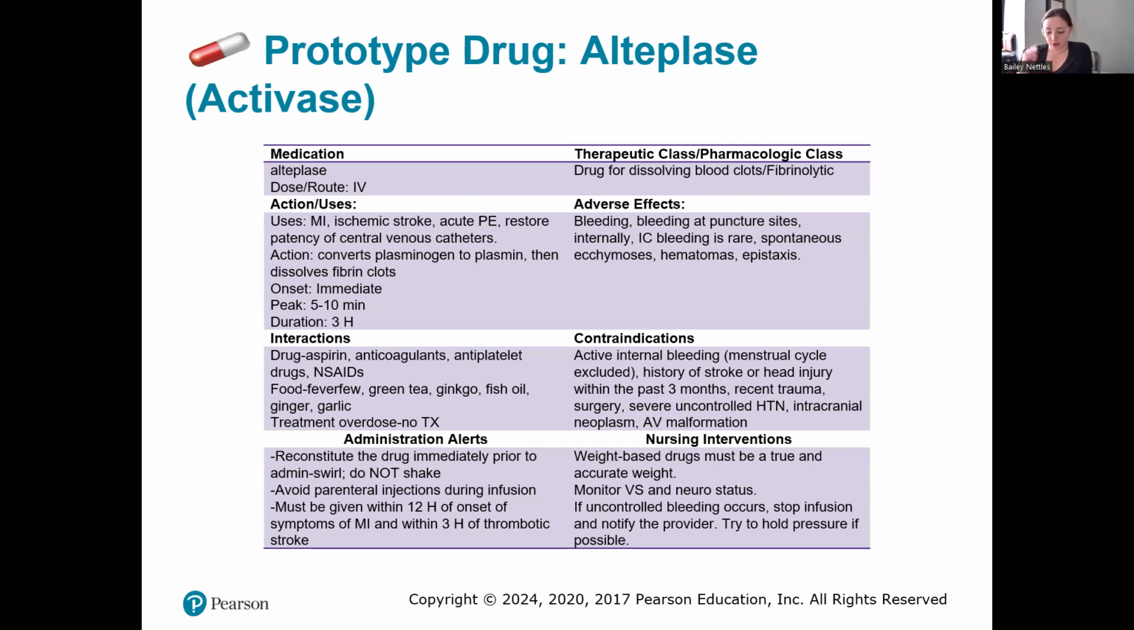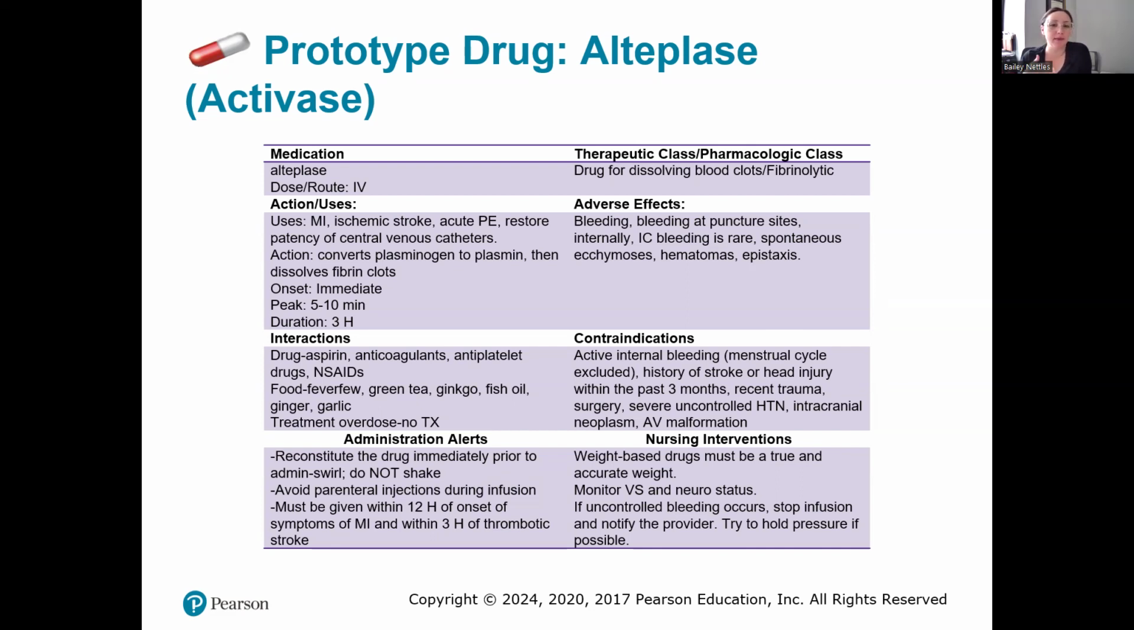Okay. So administration alerts. Swirl, don't shake. You have to use it immediately after you reconstitute it. Okay. Don't give IM injections or start an IV after you've started the infusion because they're going to bleed a lot. Must be given within 12 hours of onset of an MI and within 3 hours of a stroke. Okay, that's pretty fast. It is a weight-based drug.